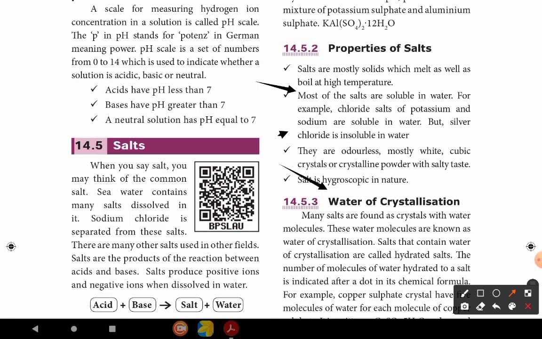And then salt is hygroscopic in nature, so it will be attracted to water. That's what is called hygroscopic in nature.